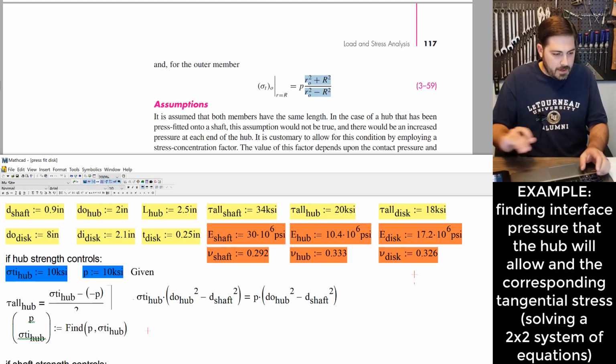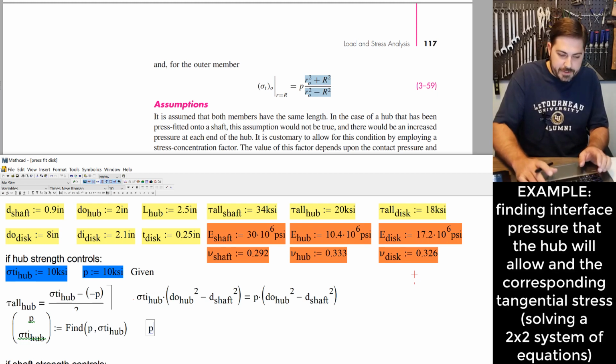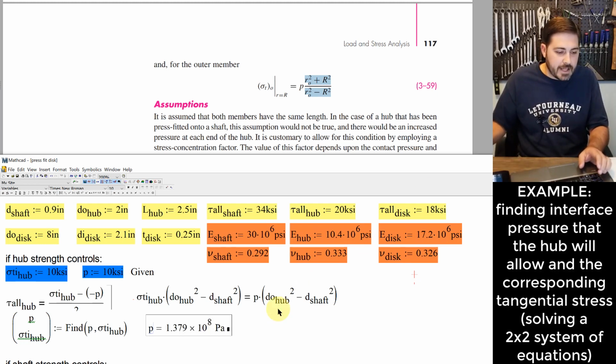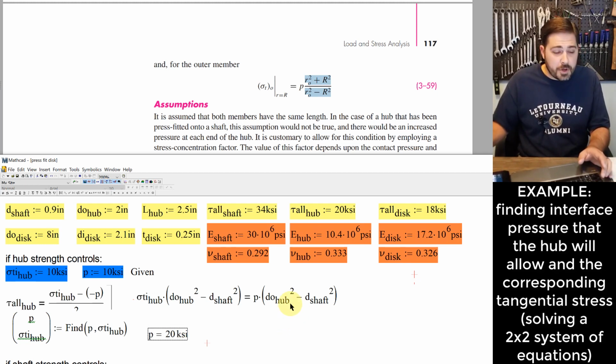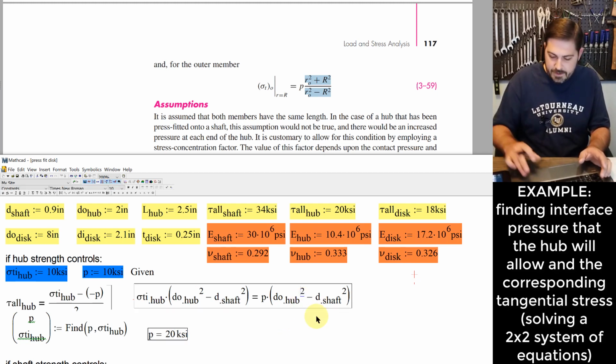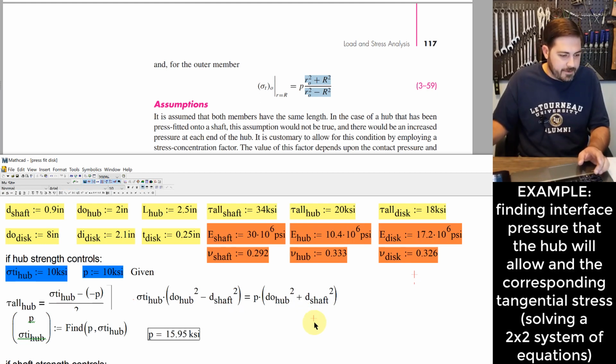Okay, and then what I really want to know out of this is P. That's the interface pressure between these two parts. So I'm going to have it tell me what that's going to be here. And as I'm looking at this, I just now noticed that I've got an error here. I should not have had a negative there. I should have had a positive. Okay, so let me fix that. That looks more like the answer I was expecting.